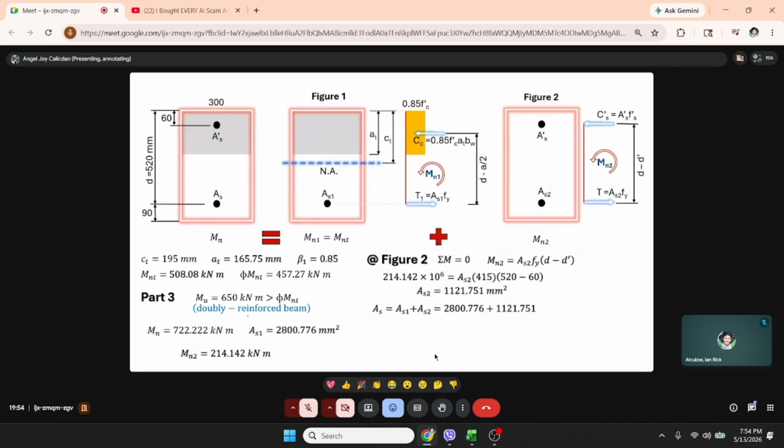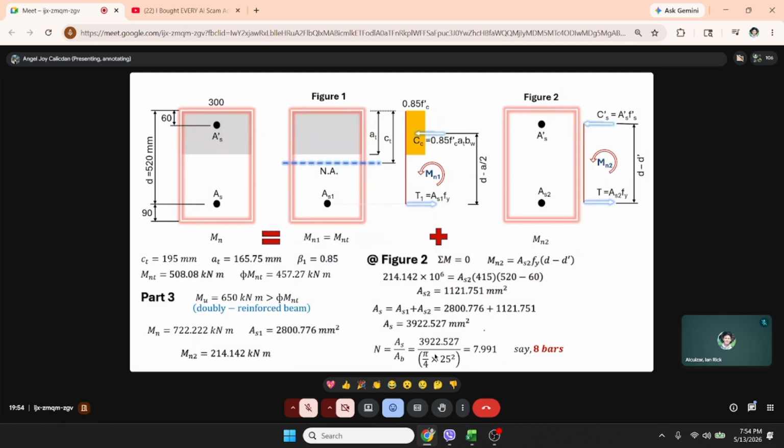And since nakuha nata AS1 o AS2, i-add lang sila duha to get AS. So we have 3,922 square mm. And to get the number of bars, divide AS by area sa bar. And we have 7.91 or let's say 8 bars.